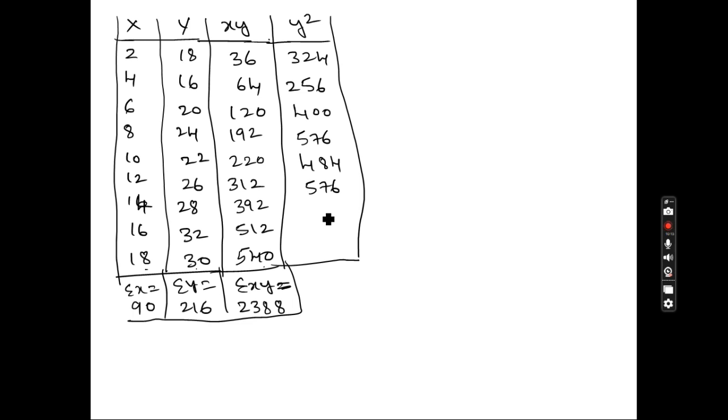Then 26 square is 676, 28 square is 784, 32 square is 1024, and 30 square is 900. After doing this, you do the total of y square. So what is the y square total? 5424. This is the total for this.